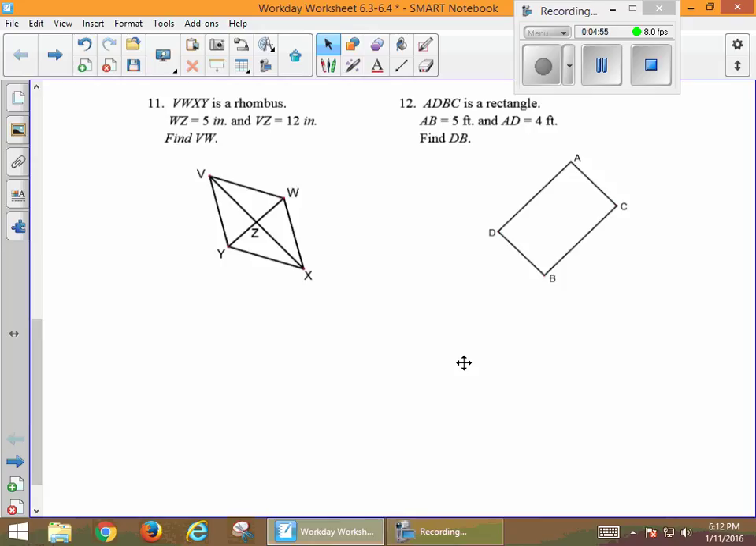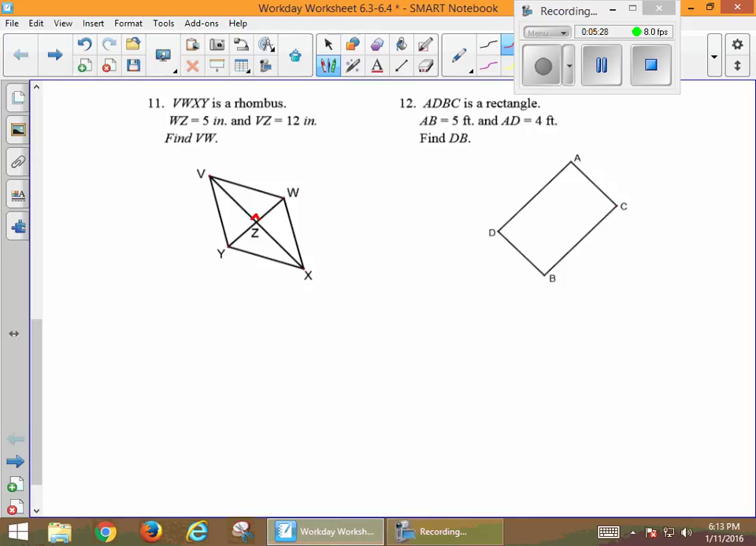Now, looking at question number 11. It says, VWXY is a rhombus. WZ equals 5 and VZ equals 12. The first thing I'm going to do is, because it is a rhombus, I am going to mark on my paper that these angles are 90 degrees. The diagonals bisect opposite angles and are perpendicular to one another.